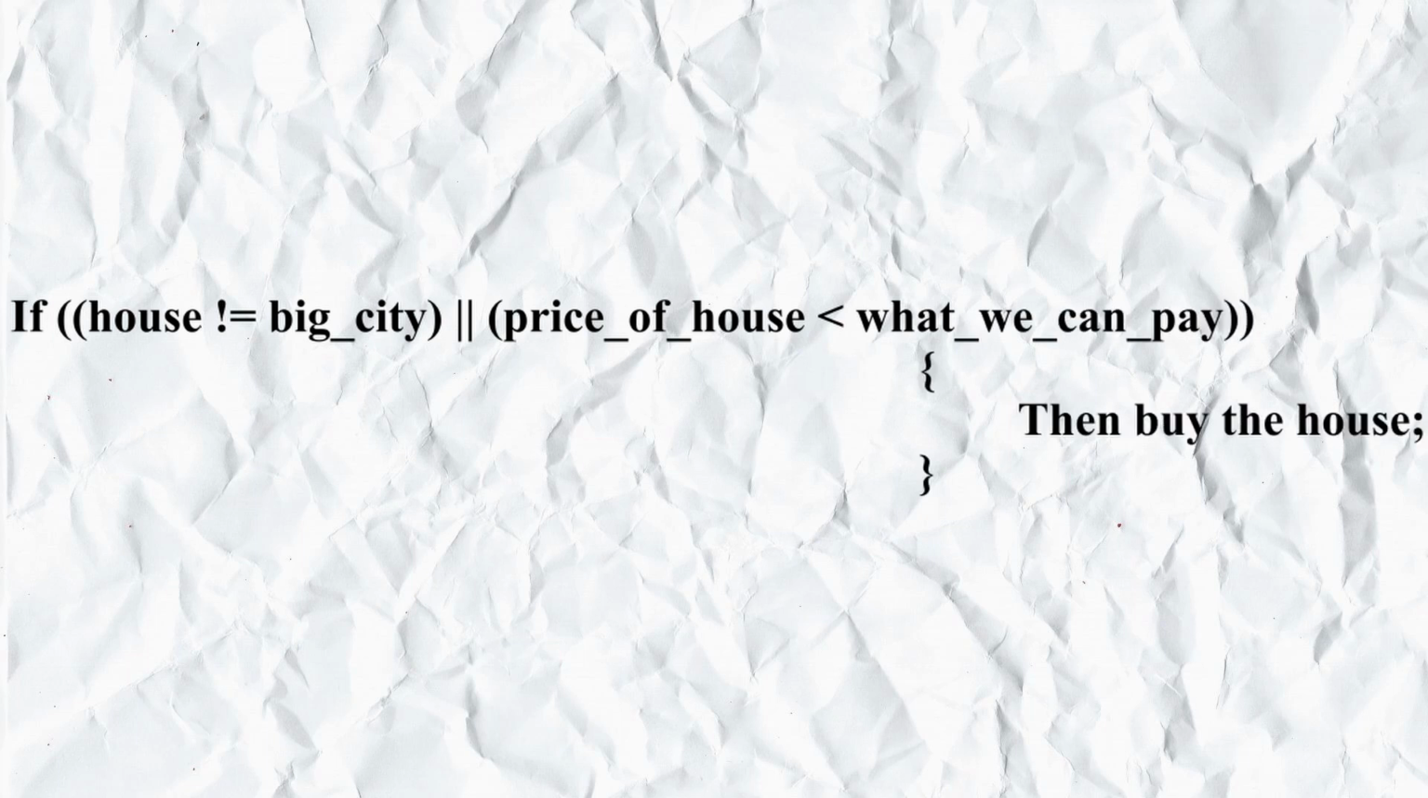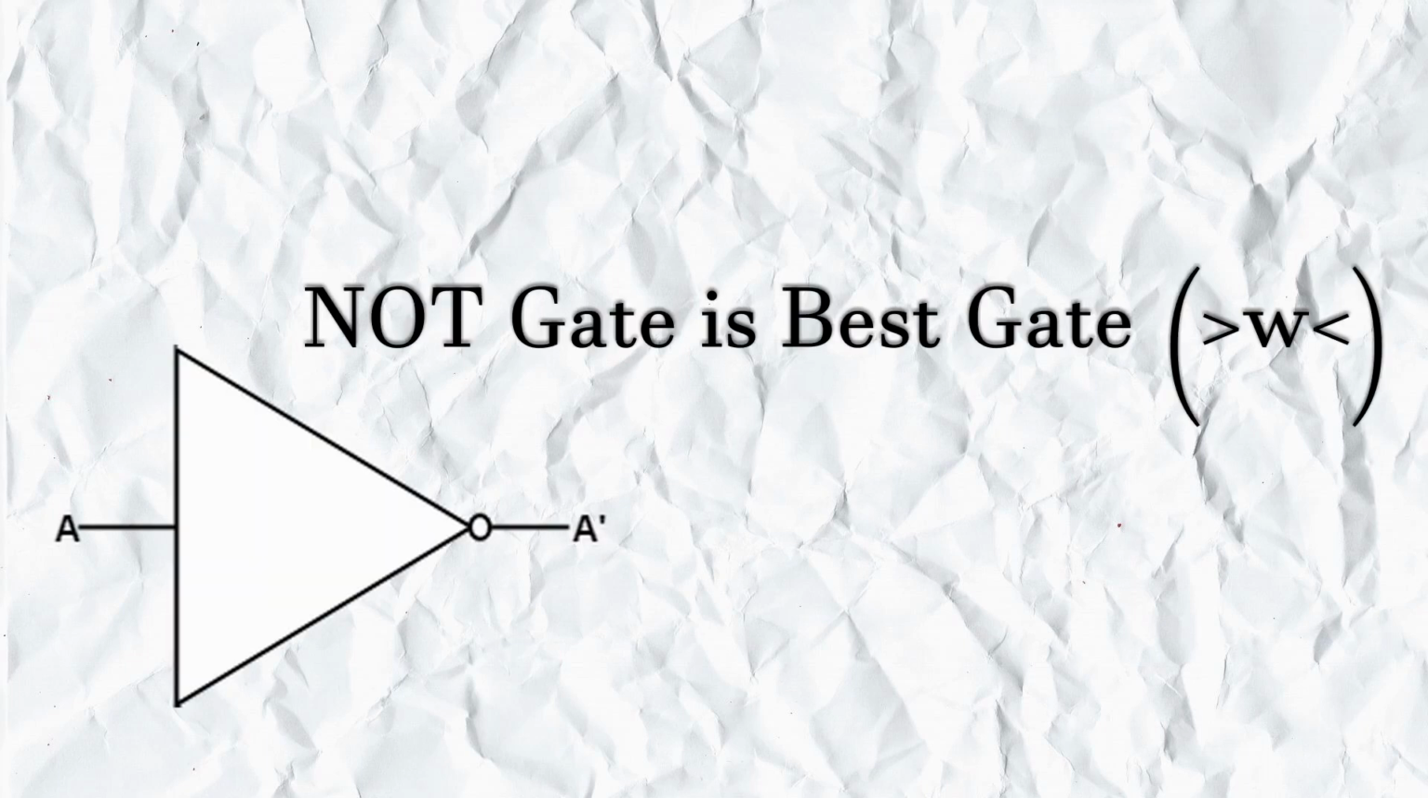We said in the code that if the house is not put in a big city and the price of the house is lower than what we can pay, then we will buy the house. The NOT gate is extremely useful for simplifying more complicated gates, as it can reverse the output.